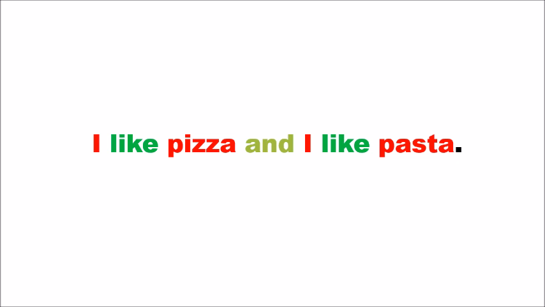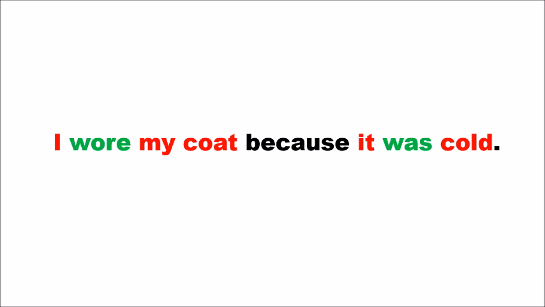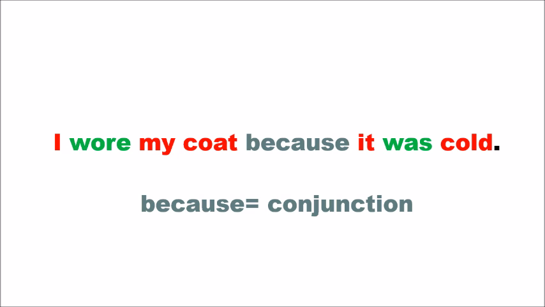Let's consider a different type of sentence. I wore my coat because it was cold. In this case, we can see two separate clauses. I wore my coat, it was cold. And once again, we're using a word to link them together. In this case, the word because is playing the role of the conjunction.